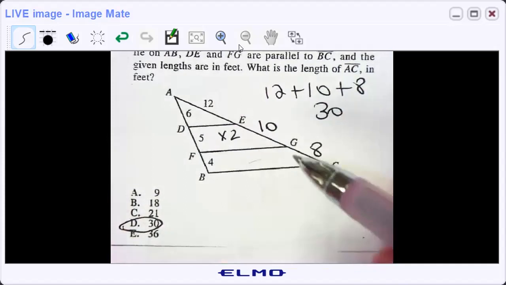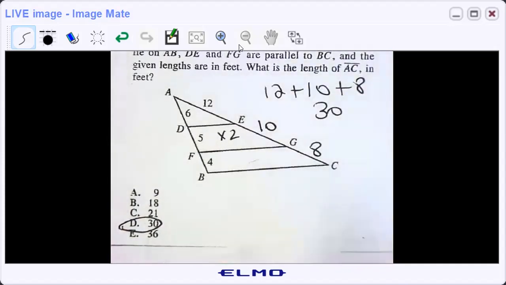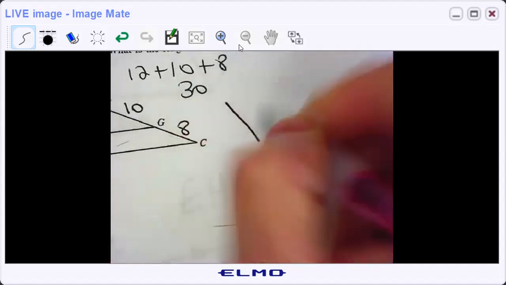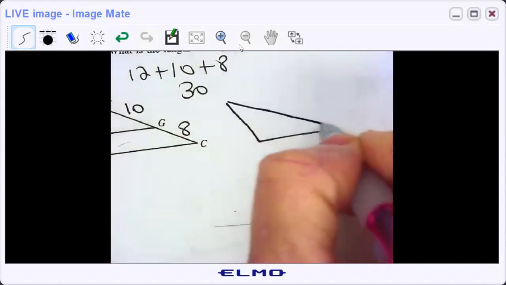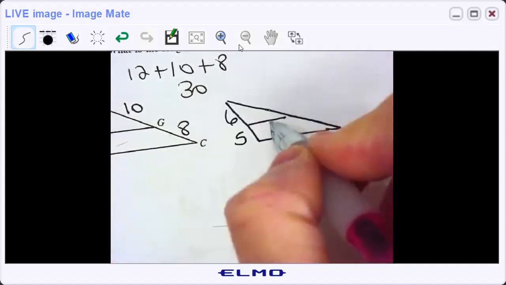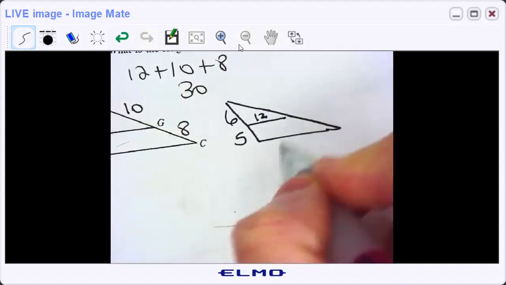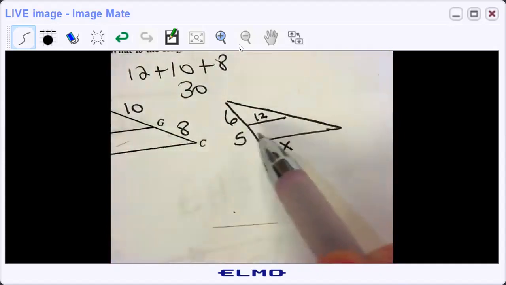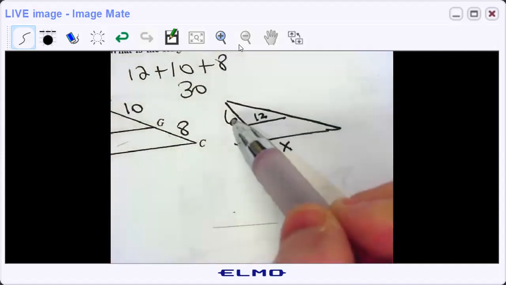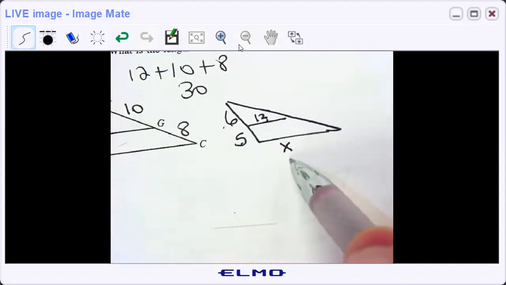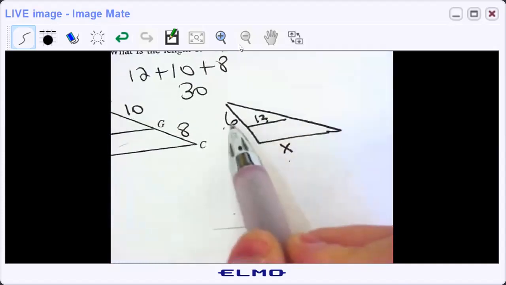But what you have to be careful about is, let me just scoot this over and redraw another scenario much like this one. If I drew the top two triangles and I said 6 and 5, and moved the 12 right here, and I said X, well, you can't do what we were doing. You can't go 6 times 2 is 12, so 5 times 2 is going to give me my answer, because you're comparing, again, sides of a triangle.